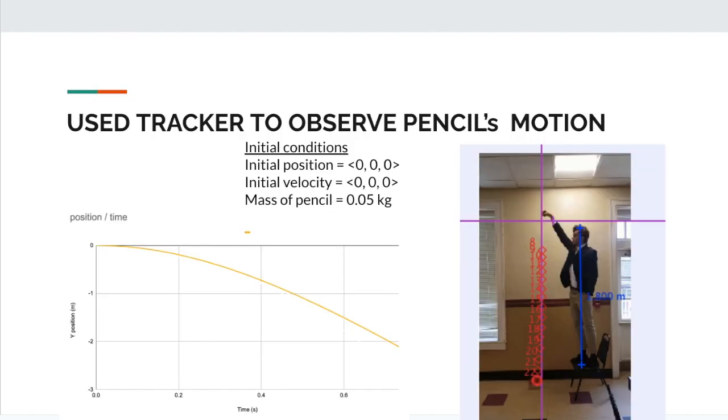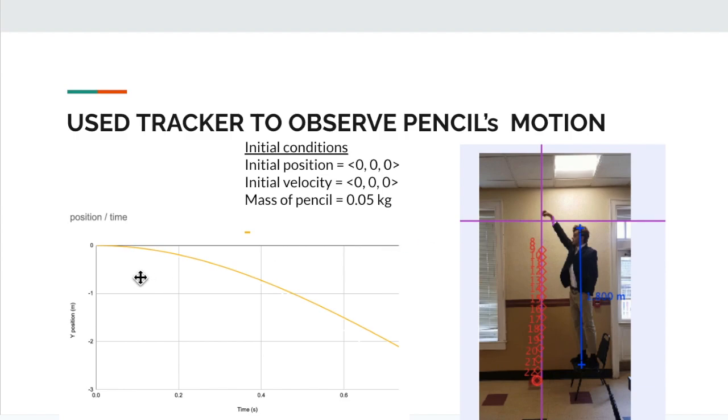Now, testing this out using Tracker, again the initial conditions are stated over here. The initial velocity is 0 as it is dropped from rest. The initial position, using the axes, was 0, 0, 0, and the mass of the pencil was 5 grams.